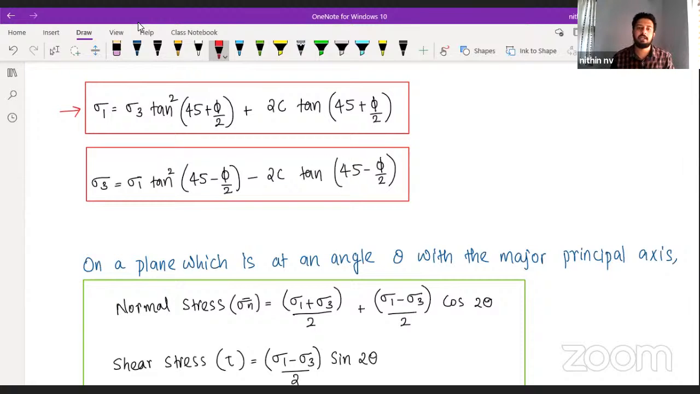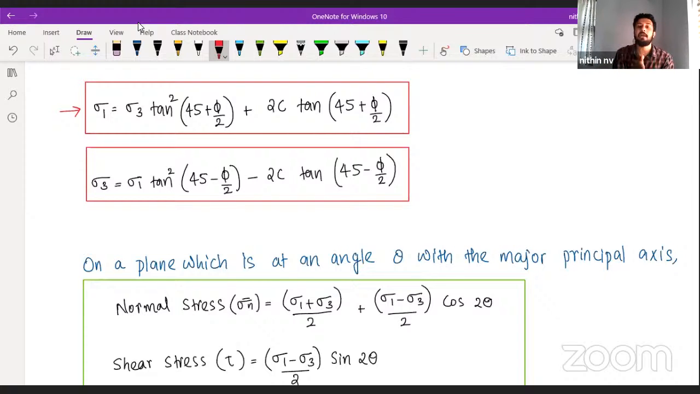Sigma 1, sigma 3 stand for principal stresses. Just remember, in every stressed body, in every rigid body, there will be three planes on which shear stress will be zero. These three planes are called principal planes. These planes will always be perpendicular to each other, and on them shear stresses are zero.